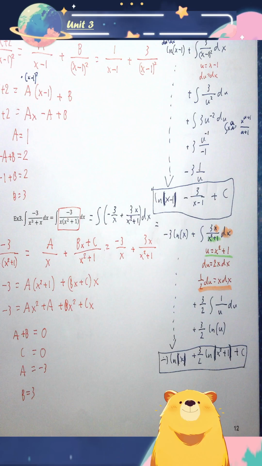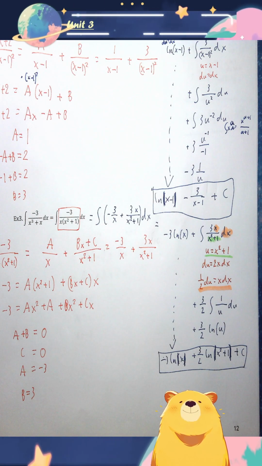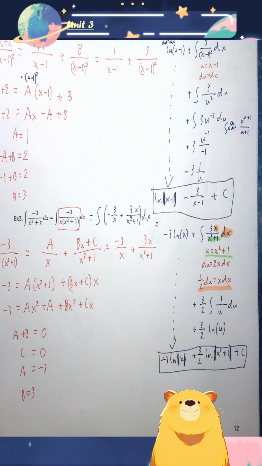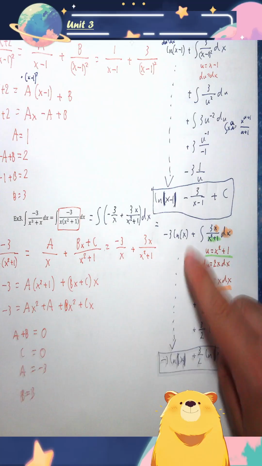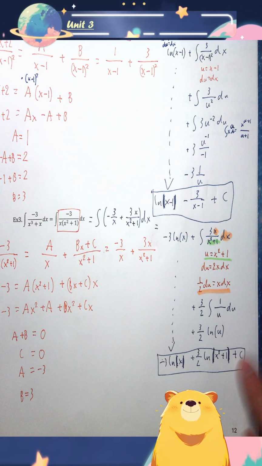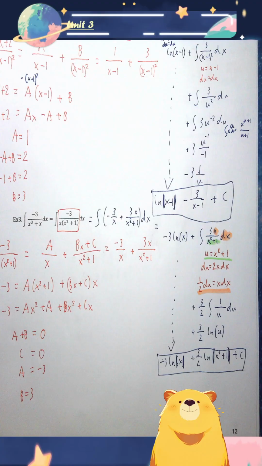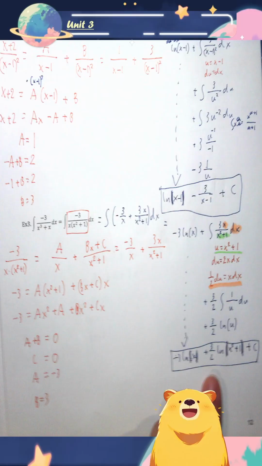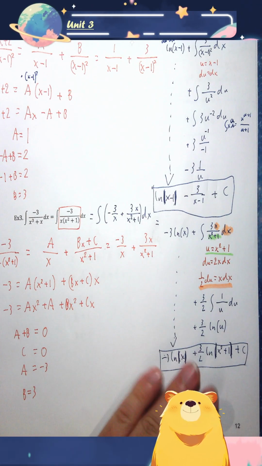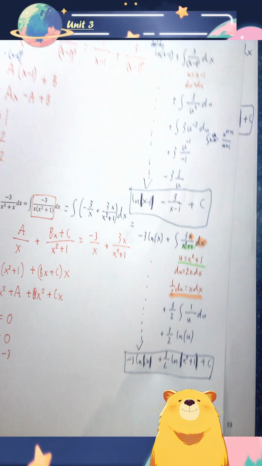We put back the ln here, minus 3 ln of x. And then we add plus c. That's going to be the answer. Oh, I keep forgetting the absolute value. Yeah, I keep forgetting to do absolute values. Okay. Right.